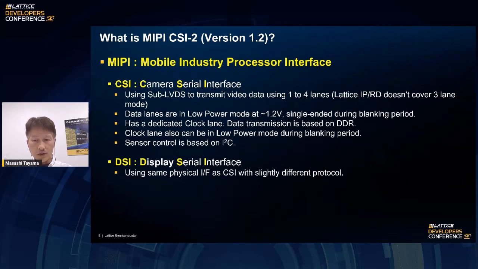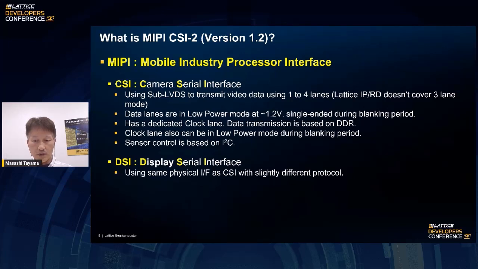Clock lane has two options. It can stay in high-speed mode during the whole streaming period, and that is called continuous clock mode. On the other hand, it is allowed to go into low power mode during blanking period like data lanes. That is called non-continuous clock mode. I2C is employed as sensor configuration interface.